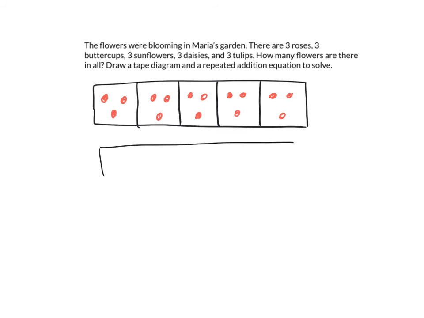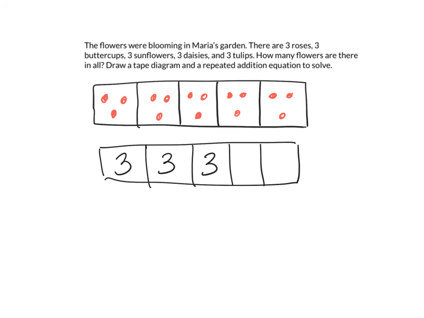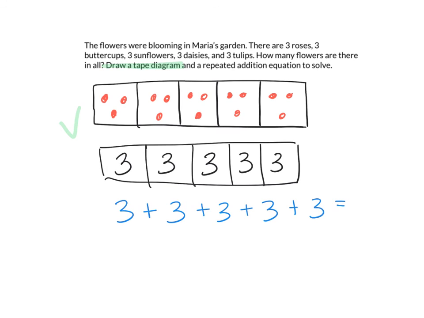Okay, so now I have it in a drawing form of a tape diagram. Now I need to show it in number form. So again, I'm going to draw my boxes. They don't have to be perfect, but I see I have 3, 3, 3, 3, and 3. So here it is in the tape diagram. Okay, so I'm going to cross that off my list because I already did it. So it's right here. Then I still have to do a repeated addition equation. Okay, so I'm going to show it now. 3 plus 3 plus 3 plus 3 plus 3 equals blank.